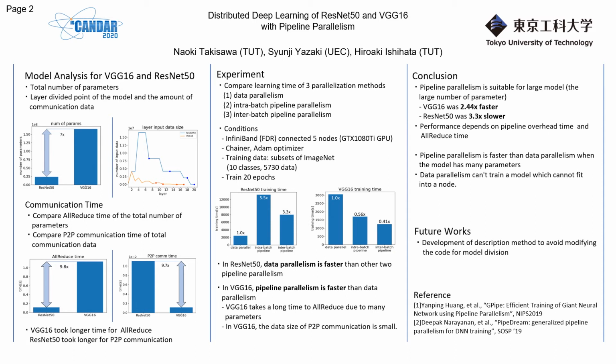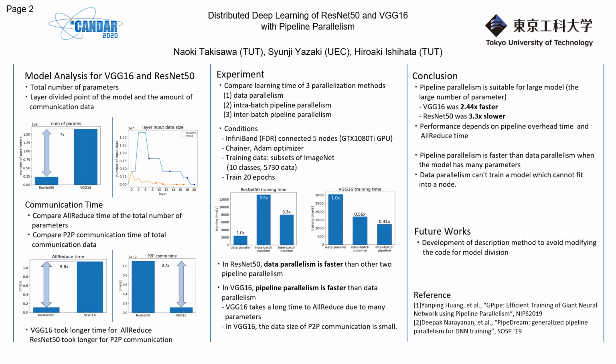Next, we measure the communication time in both data and pipeline parallelism. We measure the time by communicating data of the same size as the actual data to be communicated. We took 100 measurements and compared the averages. In comparing the all-reduce communication time, VGG16 is longer than ResNet50. In comparing the point-to-point communication time, ResNet50 is 9.7 times longer than VGG16.